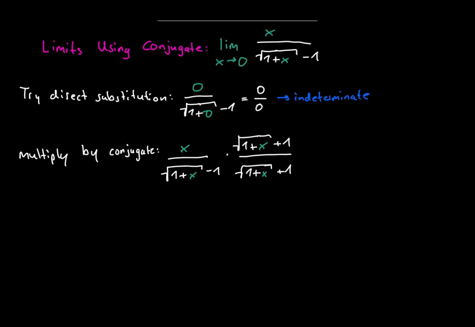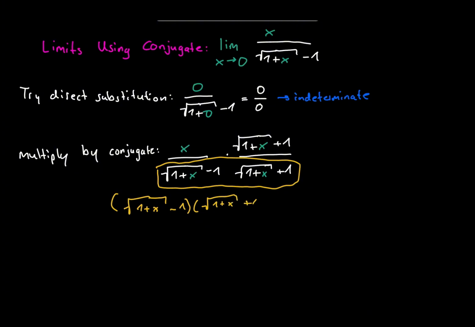Now look at the denominator. We have square root of 1 plus x minus 1 times square root of 1 plus x plus 1. This is a difference of squares. So it becomes 1 plus x minus 1, which simplifies to x.